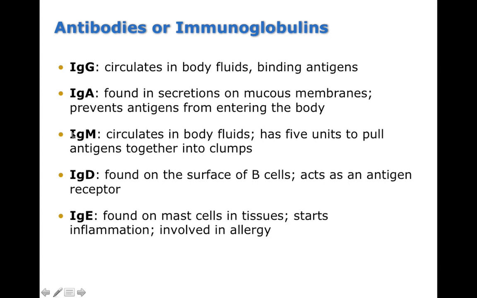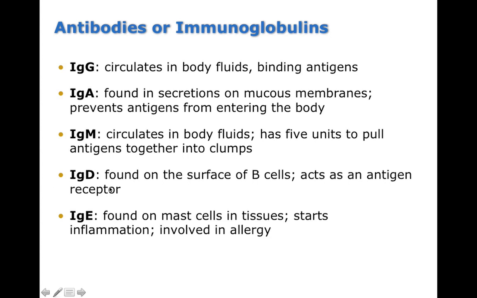Now IgM, I think of like IgM monster being the big one. This is a large antibody. In fact, it has 5 different antibodies strung together, and because of the 5 units, they can actually pull these antigens together into clumps, which we call agglutination, and it makes it easier for phagocytes to remove those antigens. Now IgM circulates in body fluids, but because of its size, it typically only stays in the blood. You're not going to usually find IgM in tissues because it's too large to leave the bloodstream.